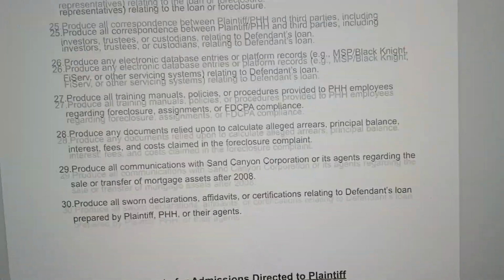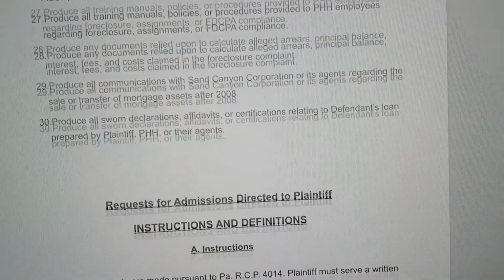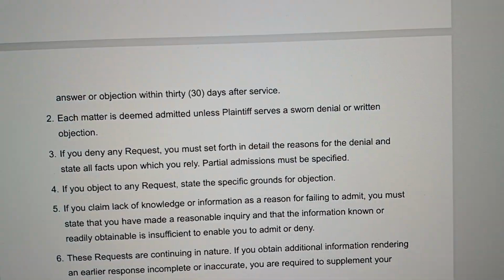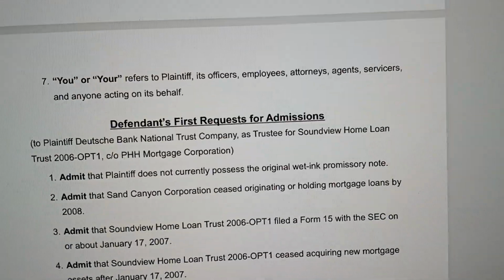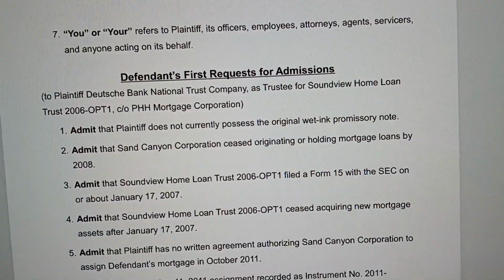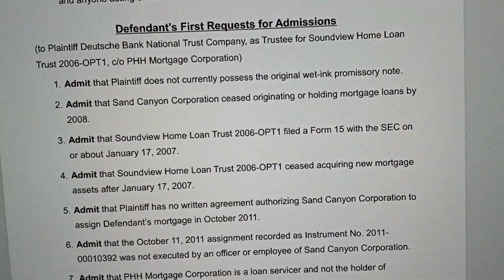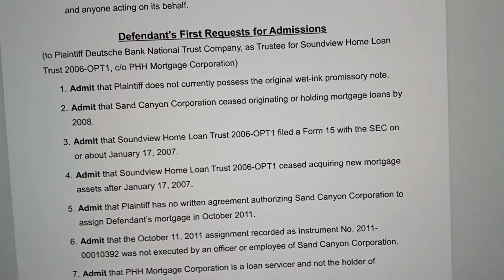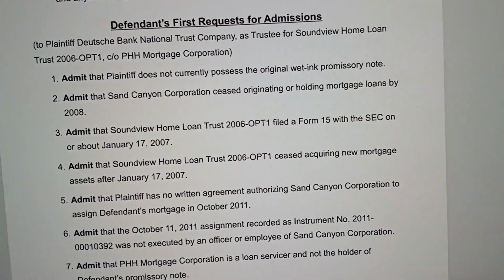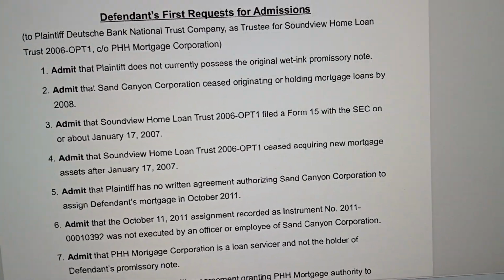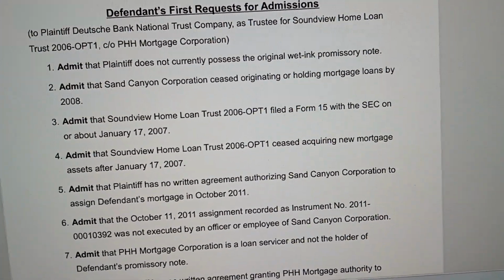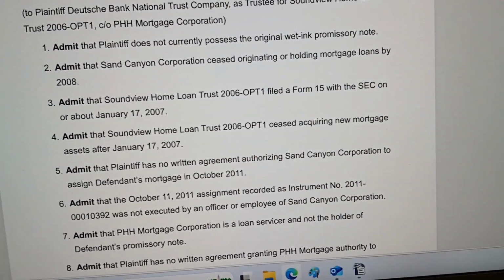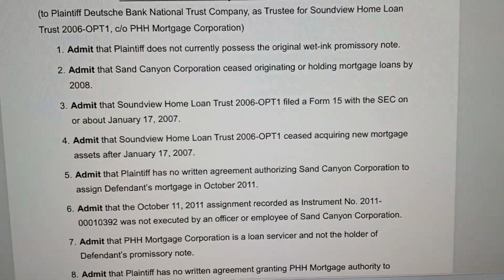All right, so we have 30 things that we're asking them for. And then the last section is, of course, admissions, which I think are my favorite. Again, we have definitions and instructions, and then you want them to admit these things. Admit that plaintiff does not currently possess the original wet ink promissory note. Admit that Sand Canyon Corporation ceased originating or holding mortgages by 2008. Admit that the Soundview Home Loan Trust filed a Form 15 with the SEC on or about January 17, 2007. Admit that the Soundview Home Loan Trust ceased acquiring new mortgage assets after January 17, 2007.